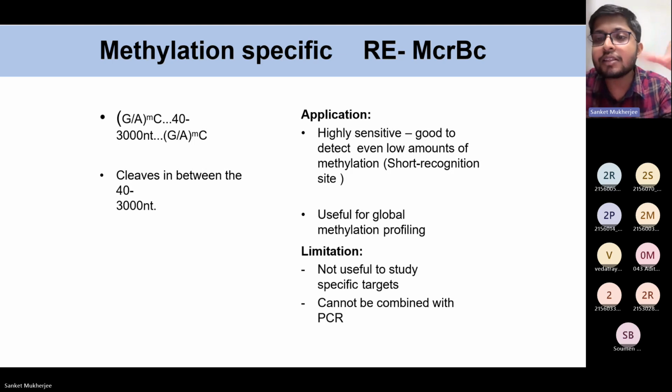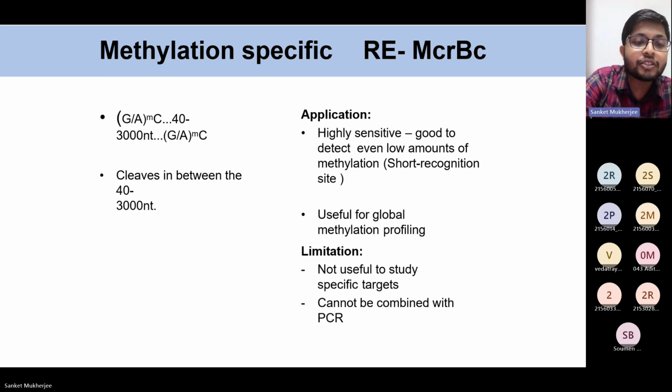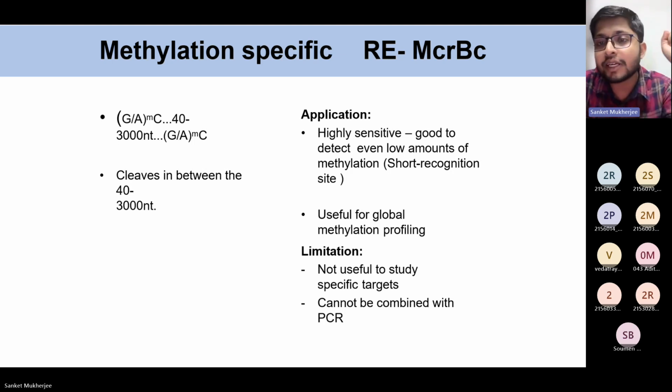But the limitation is that it is not useful to study specific targets. Since its cleavage is between 40 to 3000 nucleotides, can we really study promoters in this case? Maybe there might be multiple promoters. You will never find out. In between 3000 nucleotides, there could be a lot of things. So it is very difficult in such a case to find out whether methylation specificity is helpful. And it cannot be combined with PCR. Why so? Why cannot it be combined with PCR?